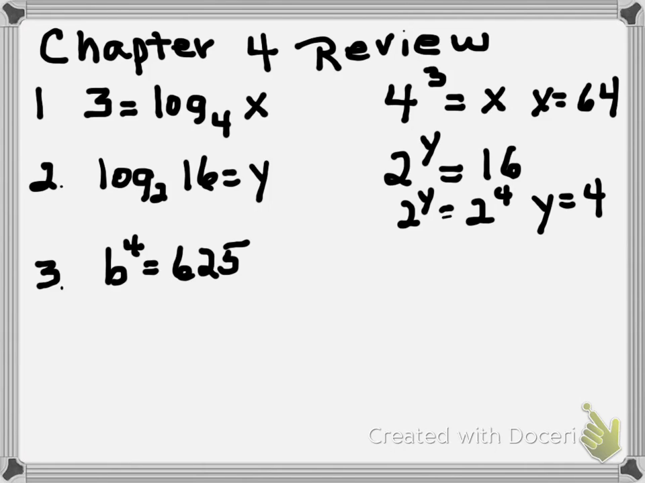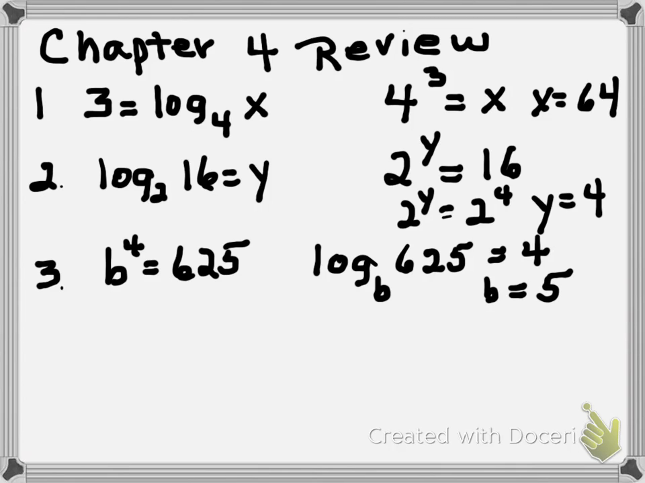Write in equivalent logarithmic form. So we have log, the base is b, the answer is 625, and the exponent or the log is 4. So when we're taking b to the fourth power equals 625, then b must be 5, because 5 times 5 times 5 times 5 is 625.